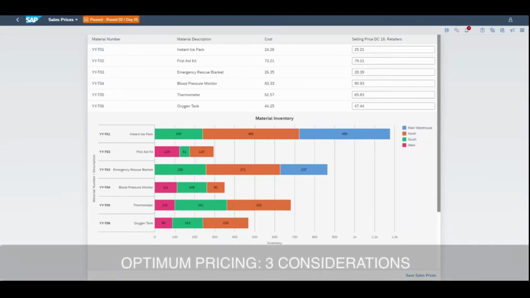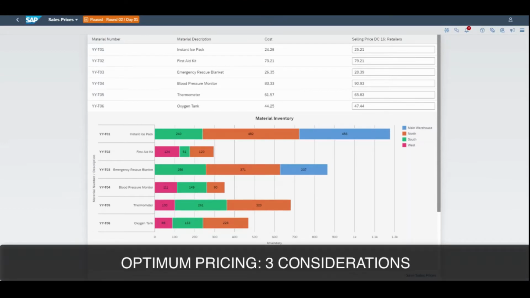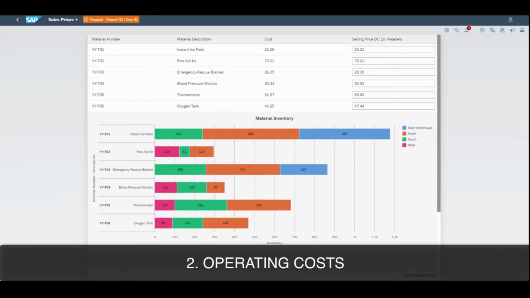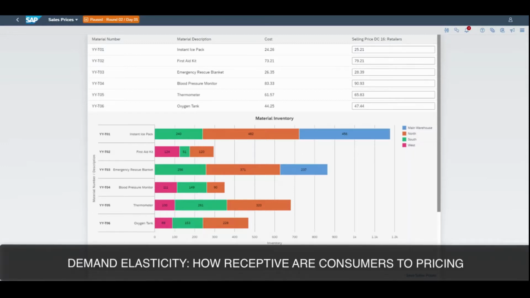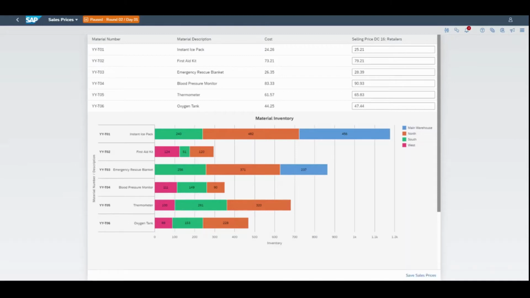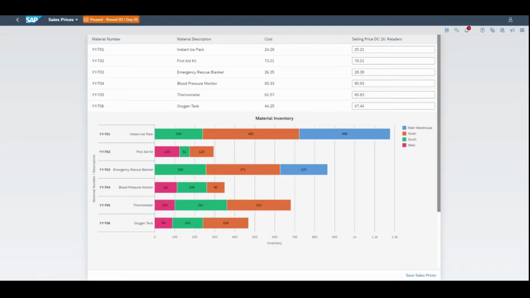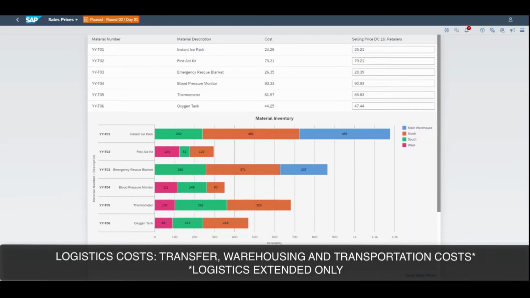To help determine the optimal pricing for a team's products, 3 pieces of information need to be considered: the cost of the product, the operating costs, and the demand elasticity. Demand elasticity refers to how receptive or unreceptive consumers are to price changes. Drastically increasing prices will push them to purchase from competitors instead, who are likely selling the same product at a lower price. This can only be determined through market and sales observations. Achieving optimal pricing also means to account for logistics costs, such as transfer costs, and in the case of logistics extended, transportation costs, and to watch out for warehousing costs.